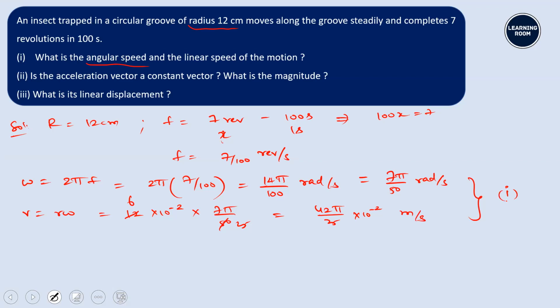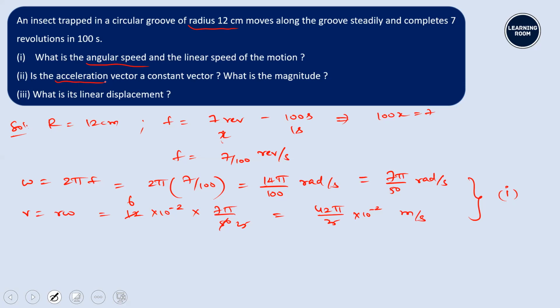Moving on to the next part. Is the acceleration vector a constant vector? Read the point carefully. We need to understand the point. They ask, is the acceleration a constant value? Yes, it is. And that acceleration is centripetal acceleration. But they ask, is the acceleration vector a constant vector? It is constant only in terms of magnitude, but not in terms of direction.